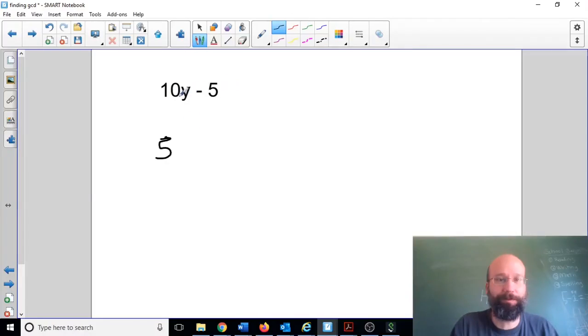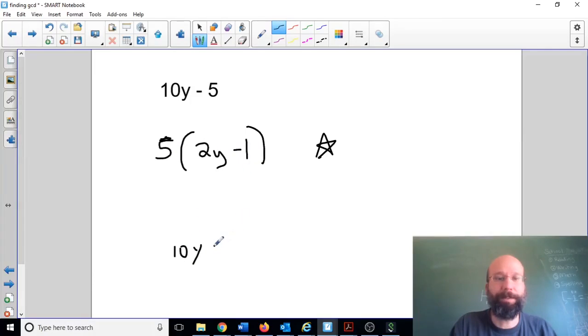And then since only one of them has the y, we can't do anything with the variable. So all we can do is divide. Again, our GCF is 5, so we can divide: 10y divided by 5 is 2y. And then negative 5 divided by 5 is negative 1. So this would be our answer. Again, we can check our answer by distributing this 5. And once we distribute, 5 times 2y is 10y.